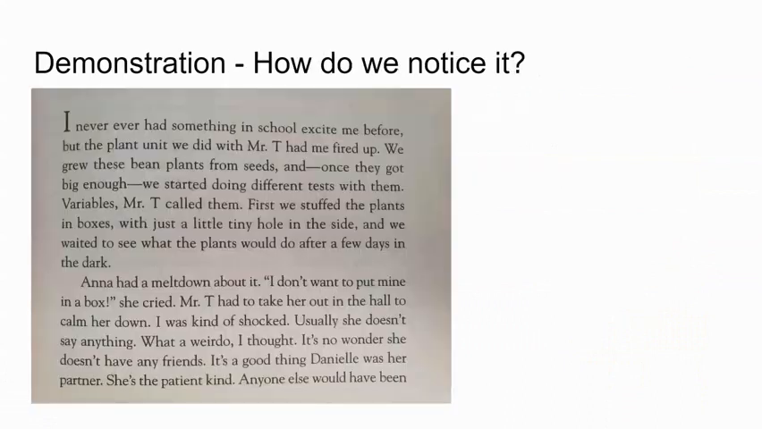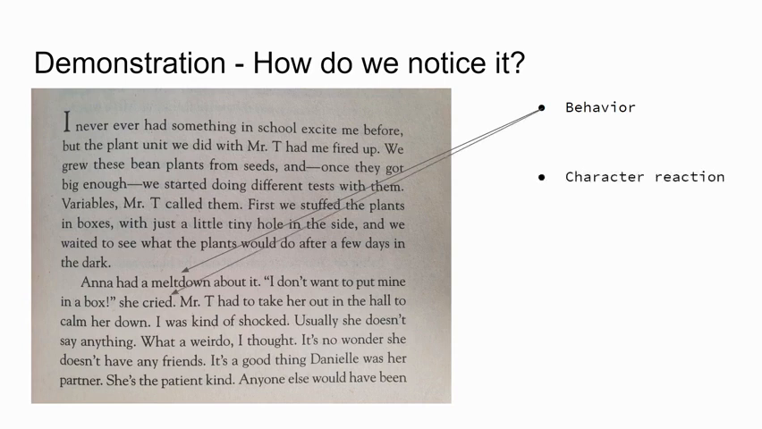Let's look at this. So here's Peter's chapter from October, and he's working with Anna on the plant project. So let's look for a behavior that is different than the way Anna typically behaves. And we find it here. They've been asked to put their plants inside of boxes, and she has a meltdown. She cries. We also can look at character reaction. Peter says he's shocked by her behavior. So we have 3 points that show us that Anna's acting kind of out of character. She's typically pretty quiet.